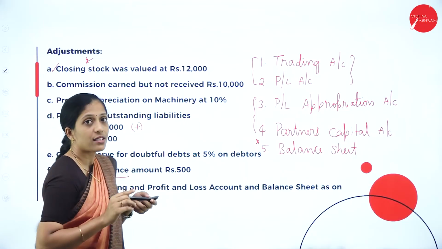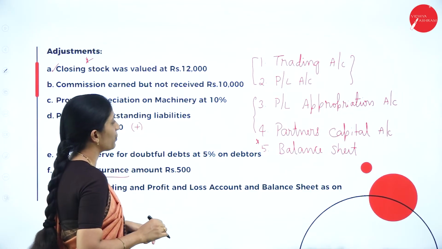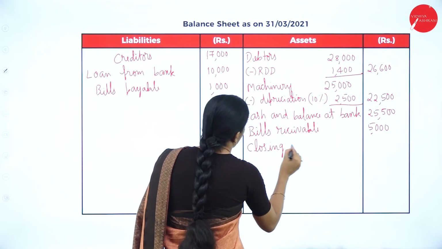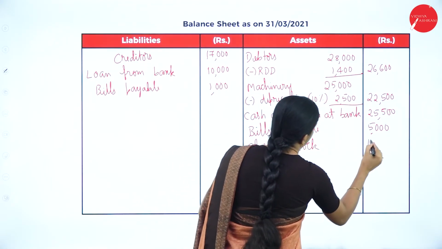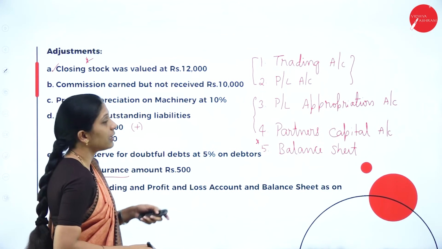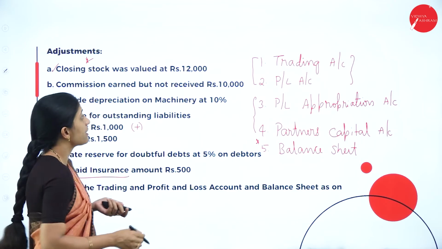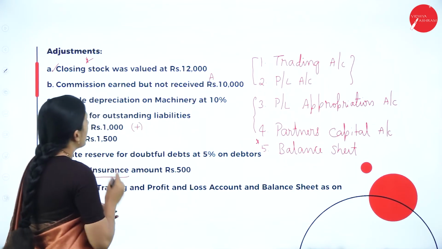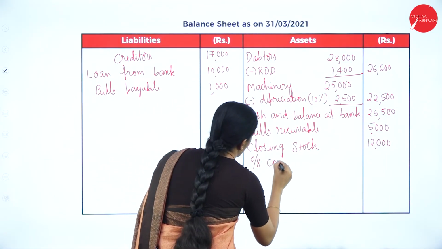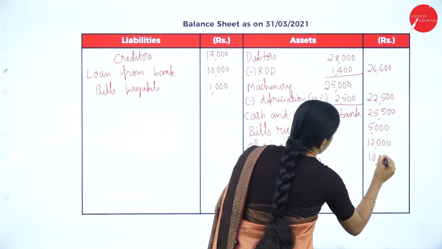Closing stock we have taken once in your trading account. Now closing stock is what? It is an asset. You have to take it on the asset side. How much? 12,000. Closing stock, that is 12,000. After closing stock, next, commission earned but not received. That is outstanding commission, which means outstanding income. It is an asset. So how do you write? Outstanding commission 10,000 on the asset side, because it is an asset.